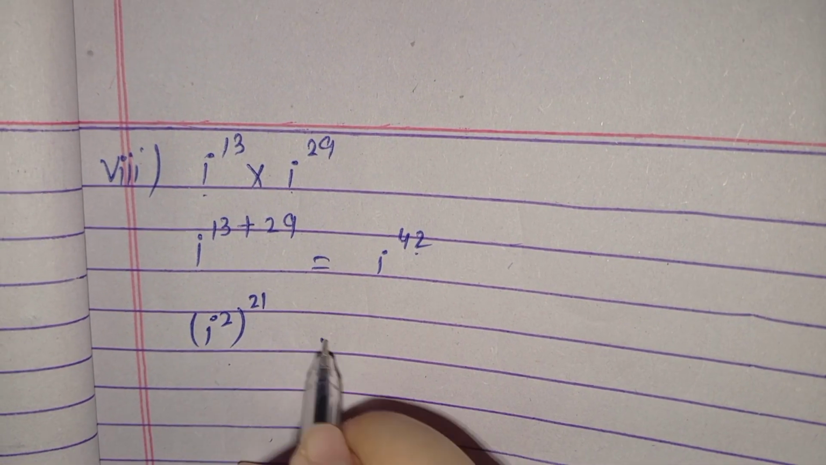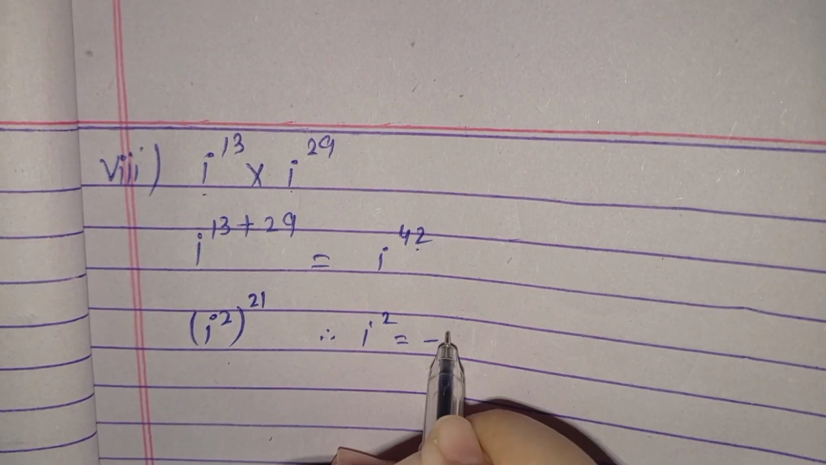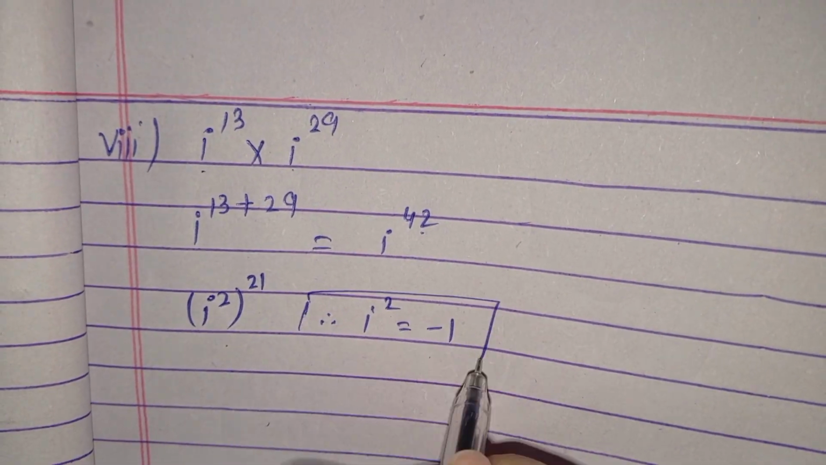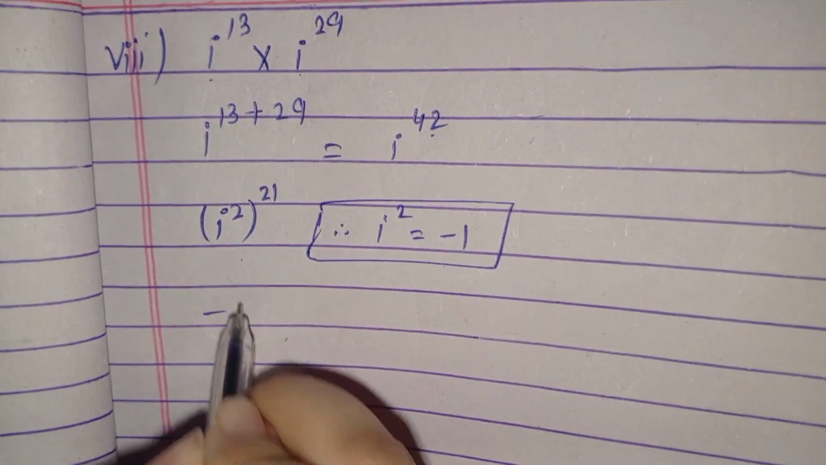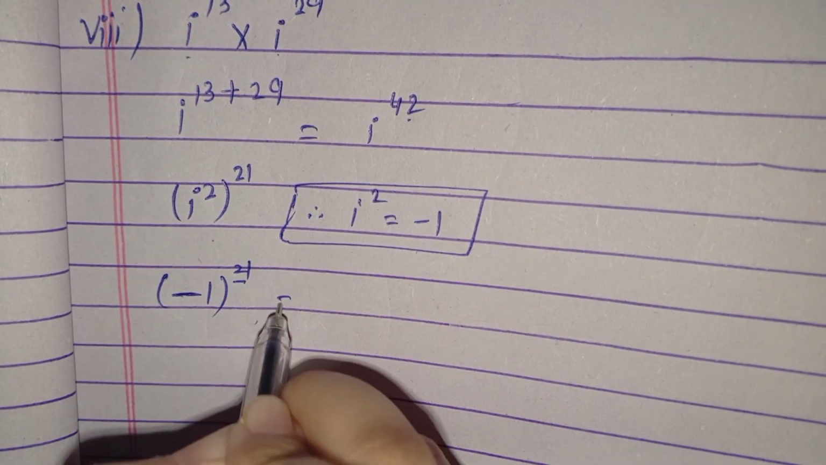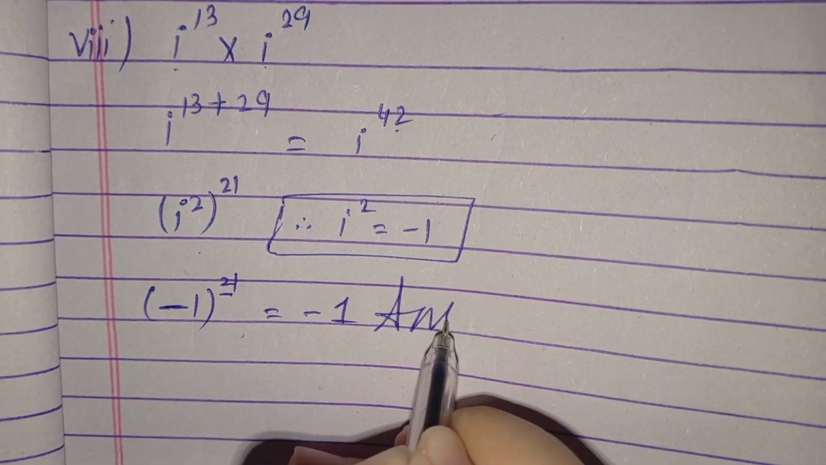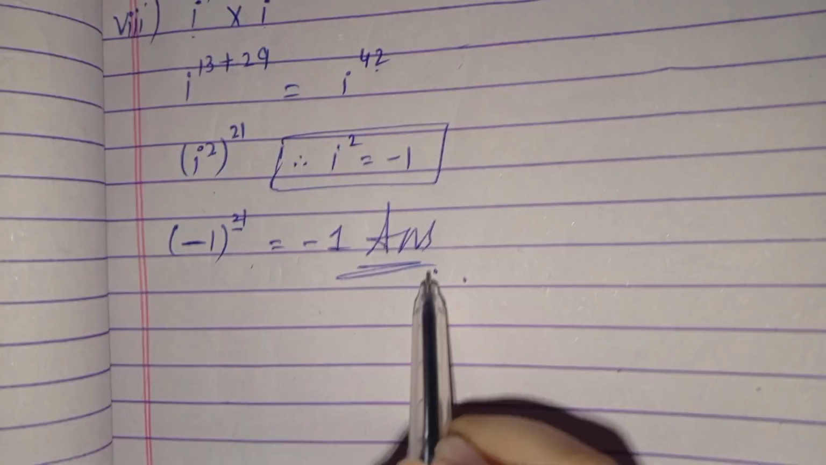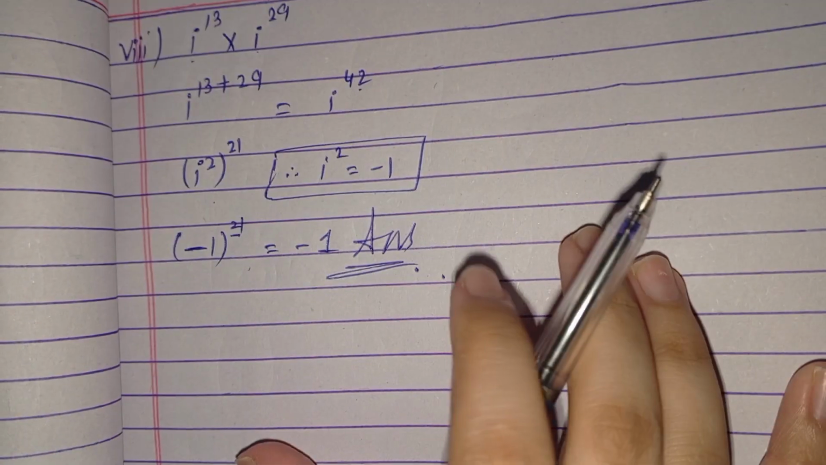So i², we know that i² is equal to −1. I'm going to highlight it. Okay, (−1)²¹. 21 is an odd number, so −1 remains −1. This is my answer. Okay, our 8 parts are done.